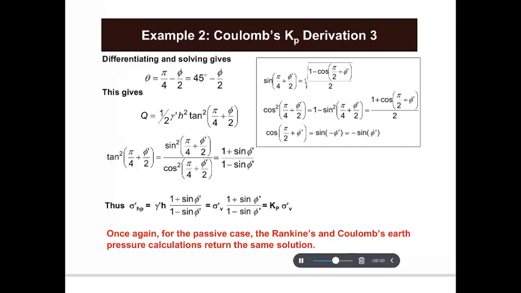We substitute it into Q, and then we will get Q equal to half times gamma prime times h power 2 tangent power 2 pi over 4 plus phi over 2. And eventually we will get the horizontal passive pressure equal to Kp times sigma v prime. So once again, for the passive case, Rankine's and Coulomb's earth pressure calculations return the same solution.